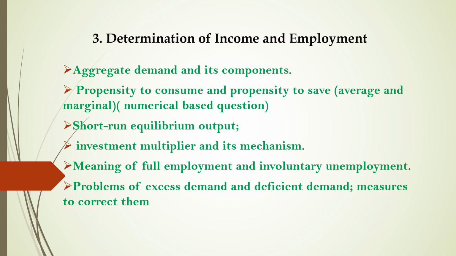Short run equilibrium output, investment multiplier and its mechanisms, meaning of full employment and involuntary unemployment, problems of excess demand and deficient demand, and the measures to correct them. Now let's go to the fourth chapter of macroeconomics, that is government budget and the economy.